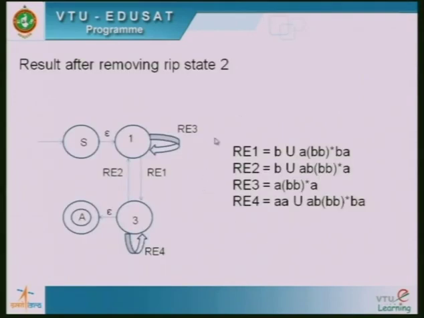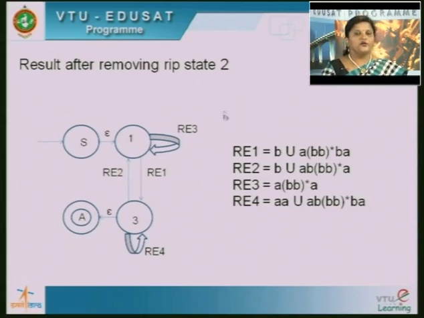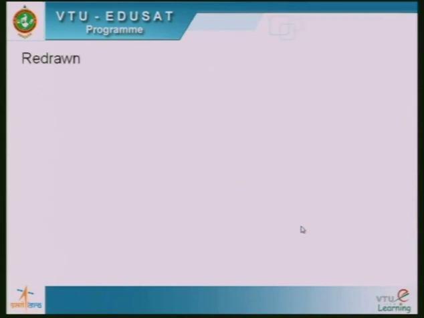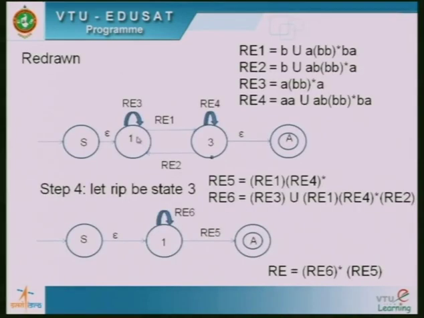So after removing the state RIP state 2, it has been modified like this. We know here this is RE3, then this is RE1, RE2 and then RE4. So these are the regular expressions. The same diagram I have redrawn here. It looks like this.